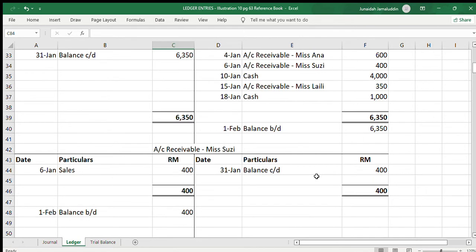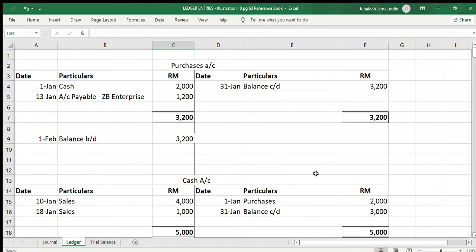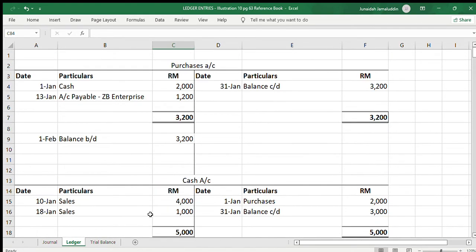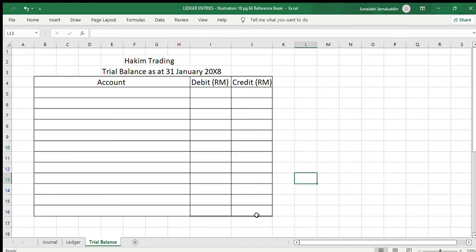Now the next step is to prepare a trial balance. Okay, kita nak prepare trial balance. So trial balance ni, okay, kita akan sediakan dengan memindahkan all the balance BD daripada semua ledger account. Kita akan transfer all the balance BD from all the ledger accounts ke dalam trial balance ataupun imbangan duga. Okay, so first of all, let's have a look at the format of the trial balance. Okay, this is the format of trial balance.